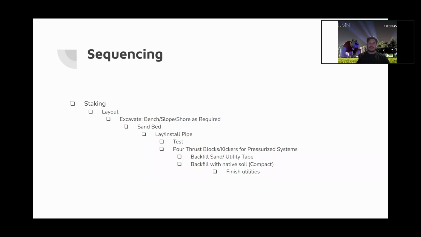We have staking. The contractor will then lay out, excavate, bench, slope, and shore as required. As you get deeper, per the Cal OSHA regulations, you need a bench. Once you reach 5 feet in depth, you have to bench depending on the soil type present, whether it's A, B, or C. You can't bench for type C soil. For type C soil, you have to slope away from the bottom of the trench. And this is because that type C soil will just give out and cave in.